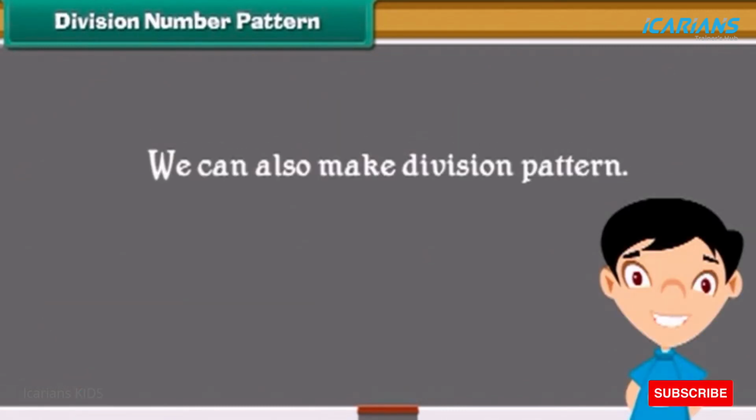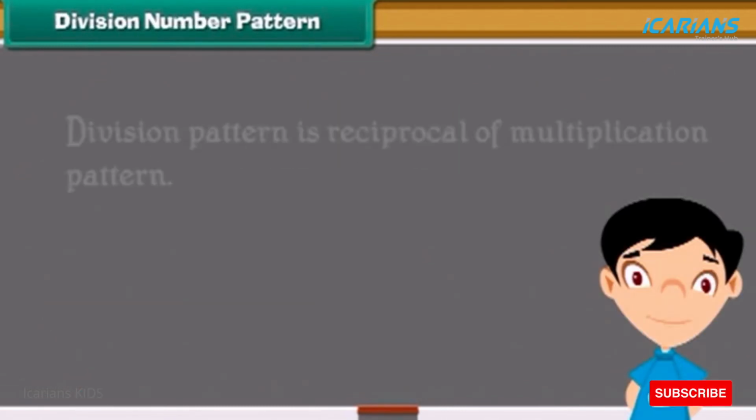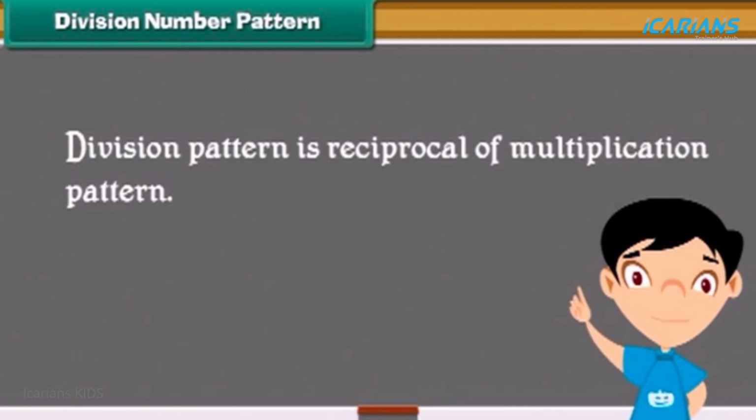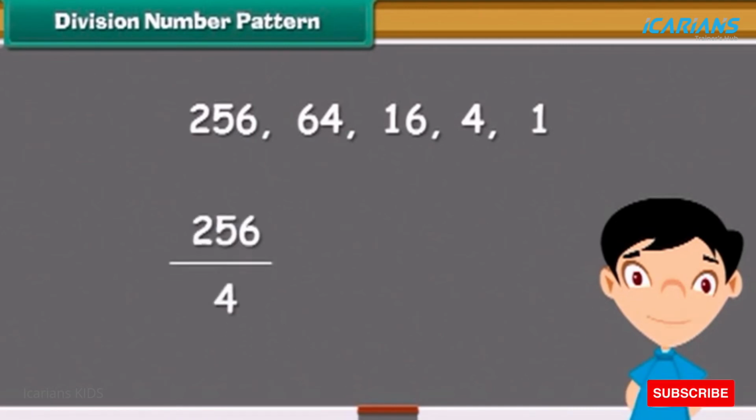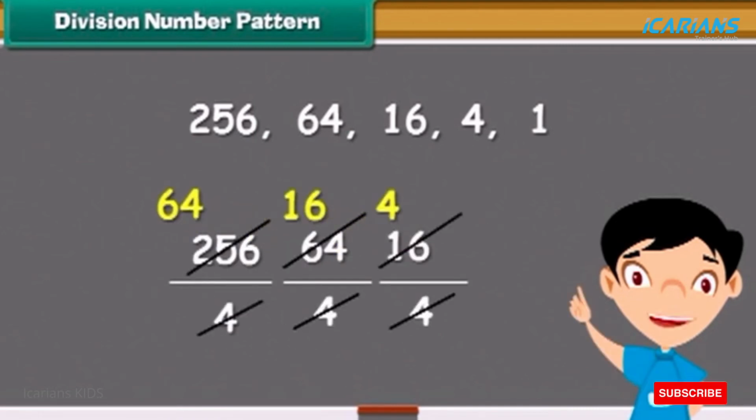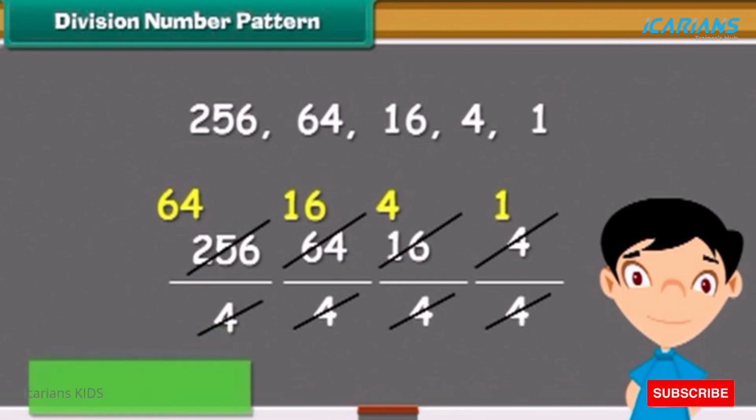Similarly, we can also make division pattern. Division pattern is the reciprocal of multiplication pattern. Look at the given series. 256, 64, 16, 4, and 1. In this series, the next number is obtained by dividing the number by 4. This is called division pattern.